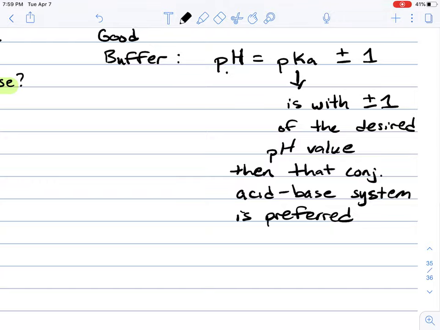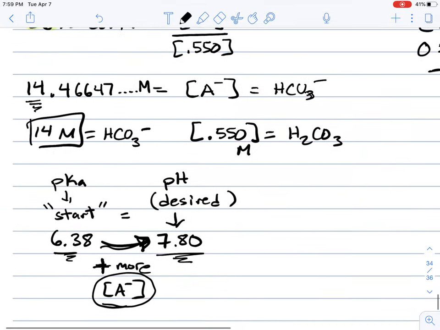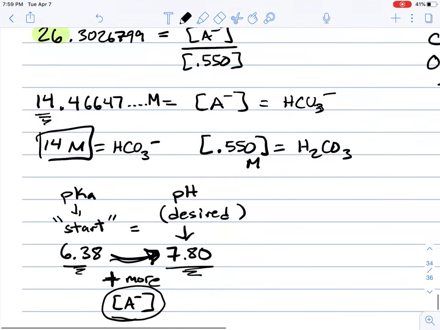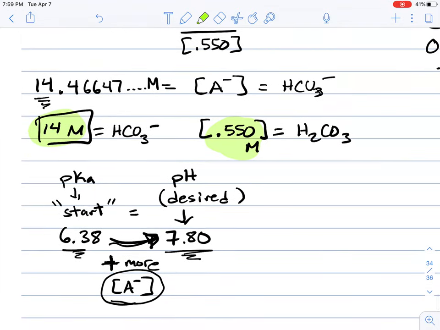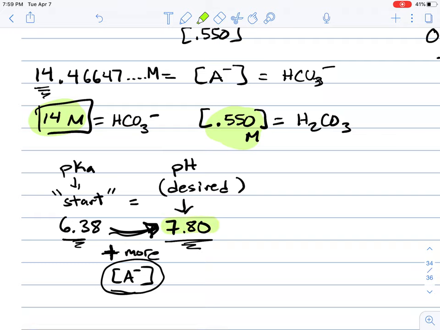Okay. And so I want to take a step back real quick. Let's look at our last calculation. Notice that the concentration of this conjugate base is 14 molar. That's really, really concentrated. And we're trying to get a desired pH of 7.80. So if we start at 6.380, in other words, with equal amounts of acid and its conjugate base, we would have to increase the concentration of the base so much so that we get the desired pH.